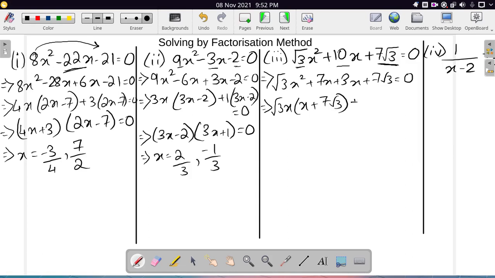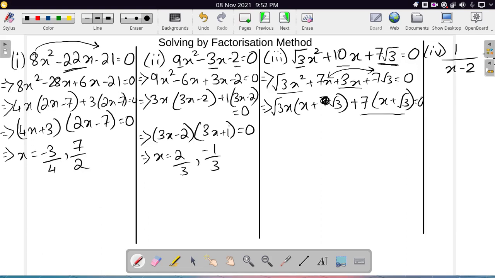Here we will take 7 common, so it will be x plus root 3 equal to 0. Here the 7 will not be there because we are taking common from this and this. We have taken root 3x common, and then we are taking common from this and this.